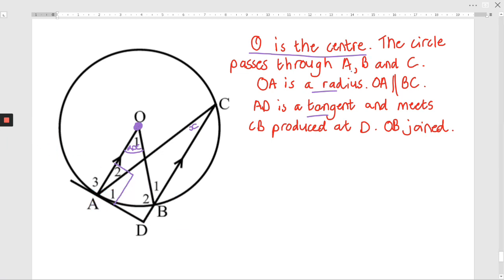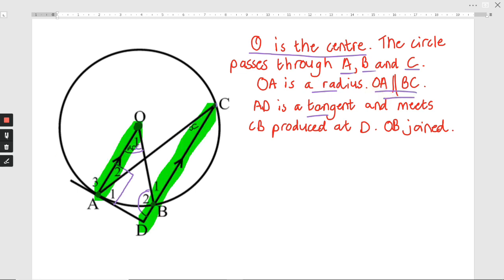The circle passes through A, B, and C. Why are we being told that? That's obviously to alert me to the points there. And I said that B2 is going to be this angle here, between OB and the line CD. OA is parallel to BC. Let's go put that in and see what that gives us.